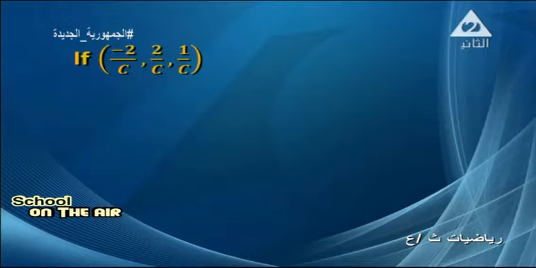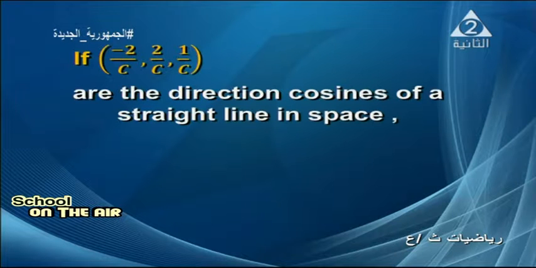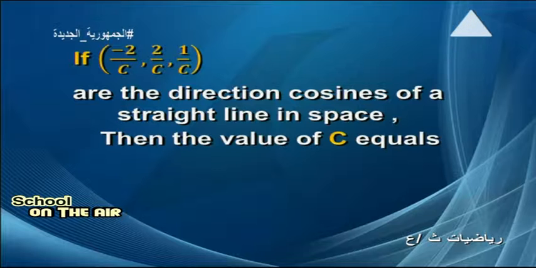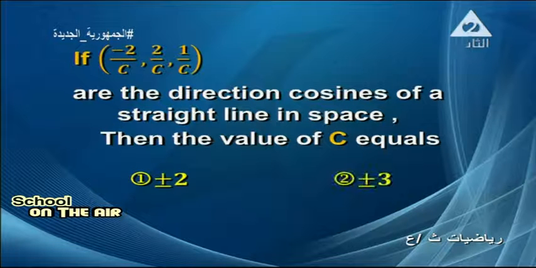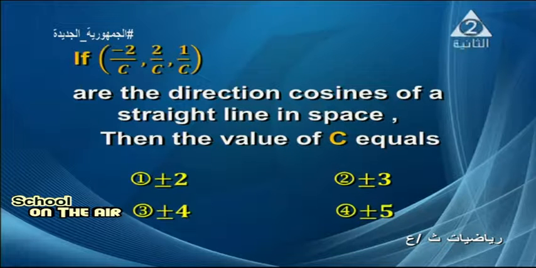Another example. If negative 2 over c, 1 over c are direction cosines of a straight line in space, then the value of c equals what? Plus or minus 2, plus or minus 3, plus or minus 4, or plus or minus 5. My dear students, what do you mean by direction cosine? We know that cosine squared theta x plus cosine squared theta y plus cosine squared theta z equals 1.